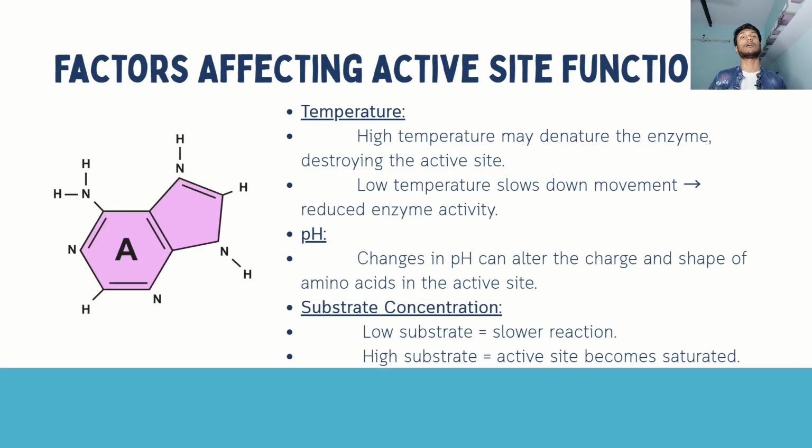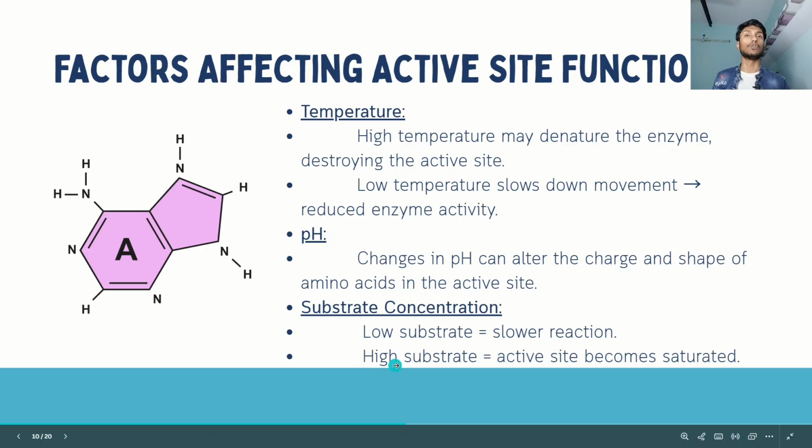Factors affecting active site functions. First one is temperature. High temperature may denature the enzymes, destroying the active sites. Low temperature slows down the movement, which reduces the enzyme activity. Then pH. You know our body is very pH sensitive, so changes in pH can alter the charge and shape of the amino acids in the active sites.